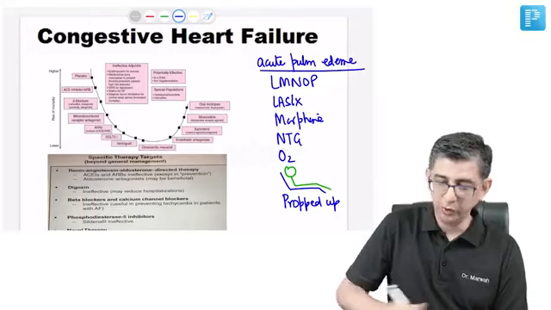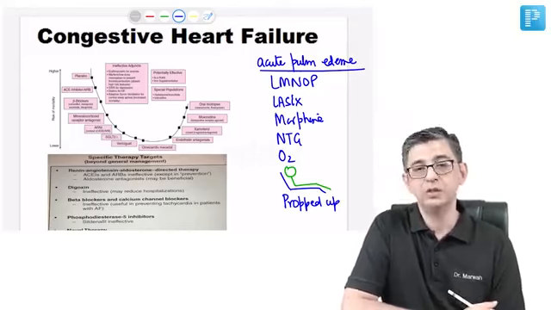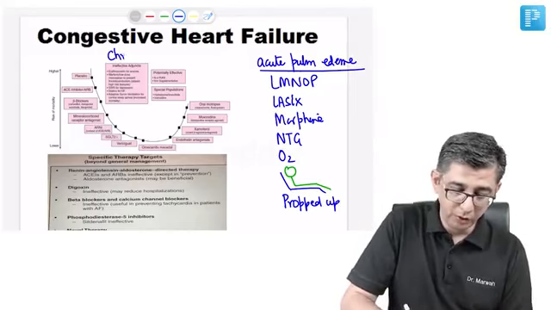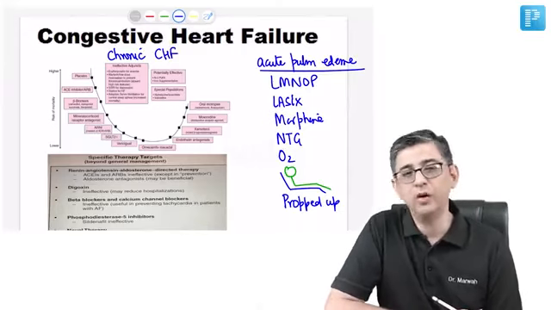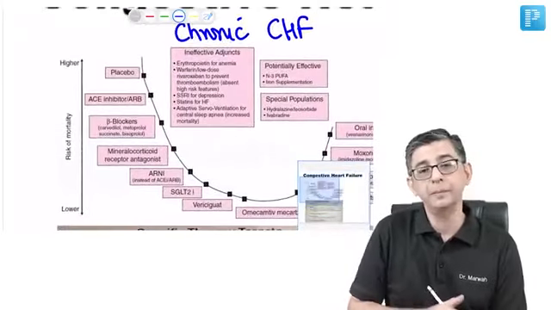This that I mentioned before you, LMNOP, is for acute pulmonary edema, and a lot of these patients could actually progress subsequently into chronic congestive heart failure as well. So let's look at the drugs, how efficacious they are with respect to chronic heart failure, and this is a table from Harrison.